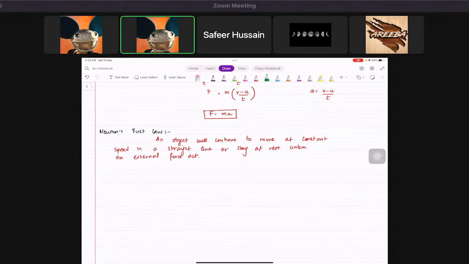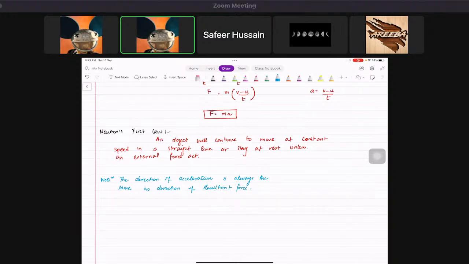So now I just want to give you a small note, and that's very important to write, that the direction of acceleration is always the same as the direction of resultant force. So you guys need to remember this.